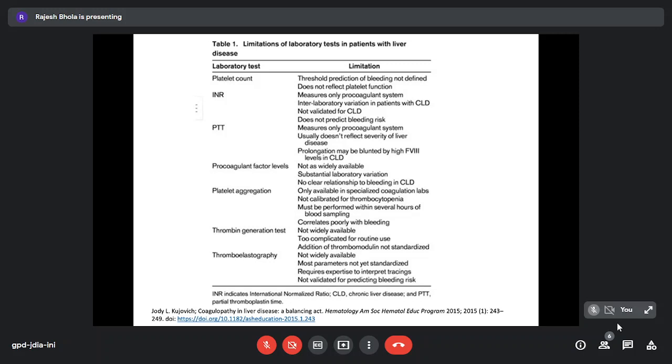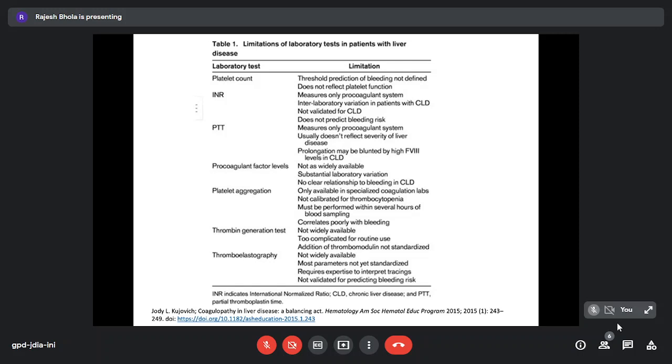PTT or APTT measures only the procoagulant system again, and usually does not reflect the severity of the liver disease. The prolongation of PTT may be blunted by the high factor 8 levels seen in chronic liver disease. Procoagulant factor levels are not as widely available. There is substantial laboratory variation and there is no clear relationship between bleeding in CLD patients and different procoagulant factor levels. Platelet aggregation study is only available in specialized labs. They are not calibrated for thrombocytopenia. They must be performed within 4 hours of blood sampling and they correlate poorly with the bleeding manifestation.